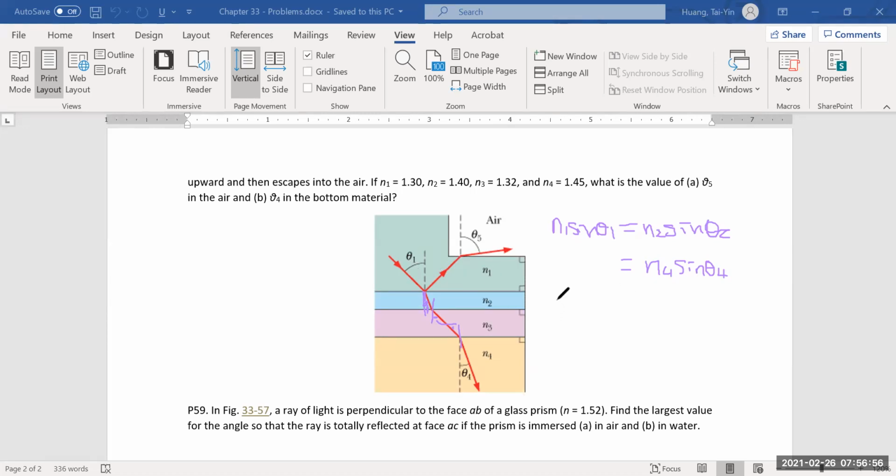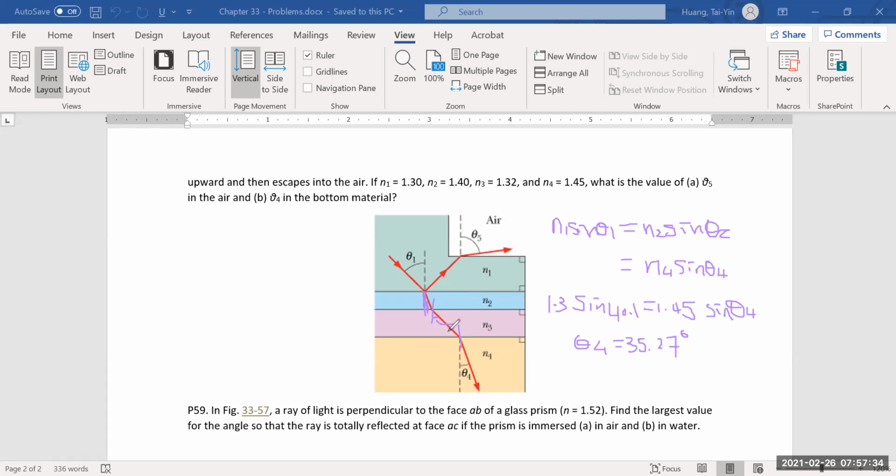So your N1 is 1.3, and then sine of theta 1, which is 40.1, is equal to N4, and your N4 is 1.45, times sine theta 4. So from there, you can calculate theta 4. I got my theta 4, which has a numerical value of 35.27 degrees.